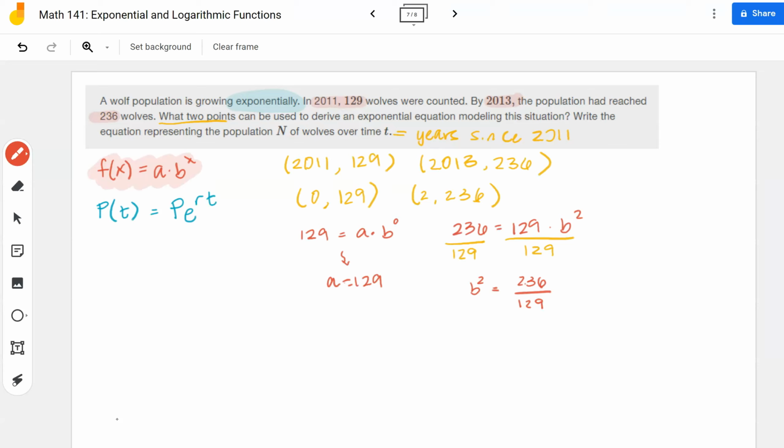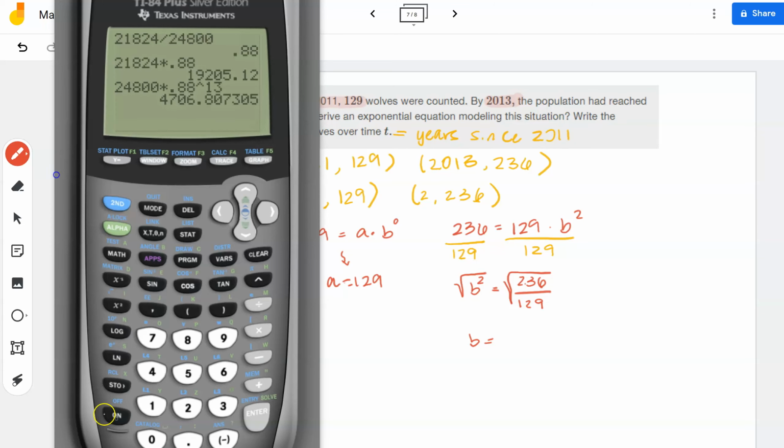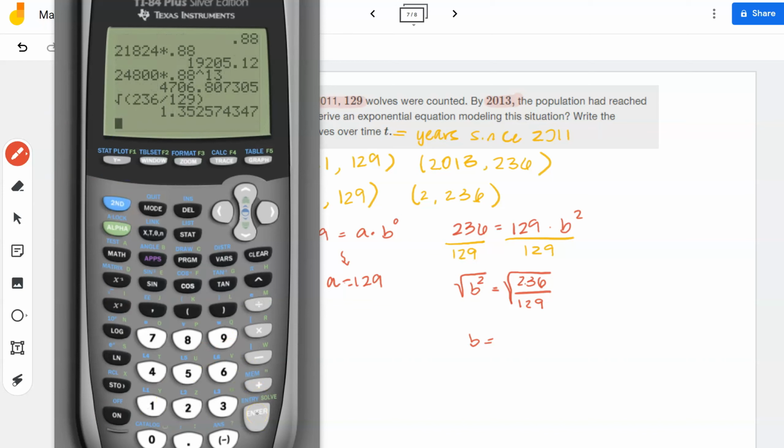129. And then to get b, I'm just going to square root. And I don't have to worry about negatives here because we know our base has to be positive. So b is just equal to whatever that square root is. So the square root of 236 divided by 129 is equal to 1.35. And that is bigger than 1, so we are getting our exponential growth that we expected.